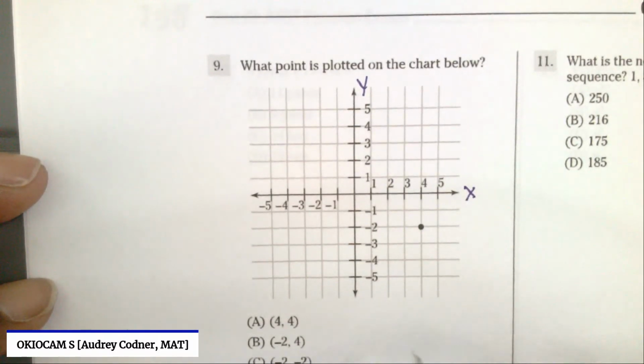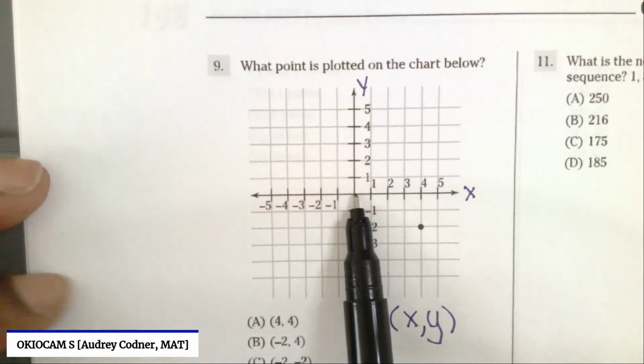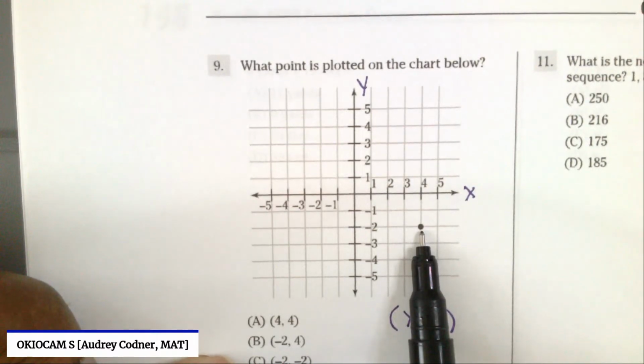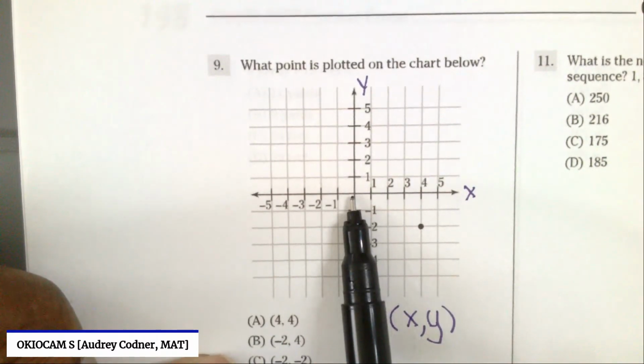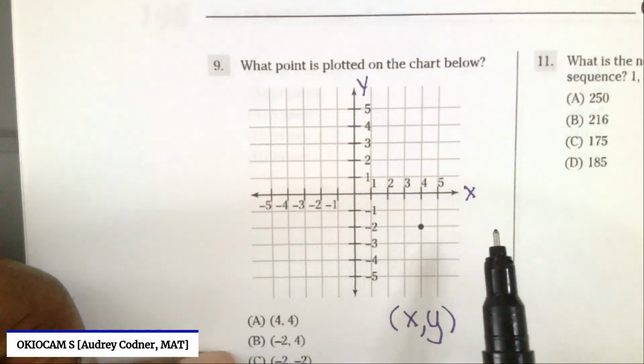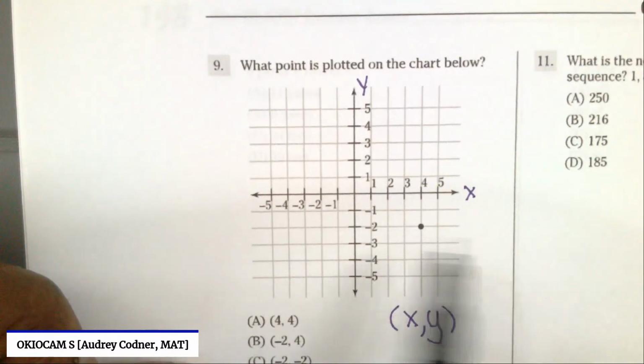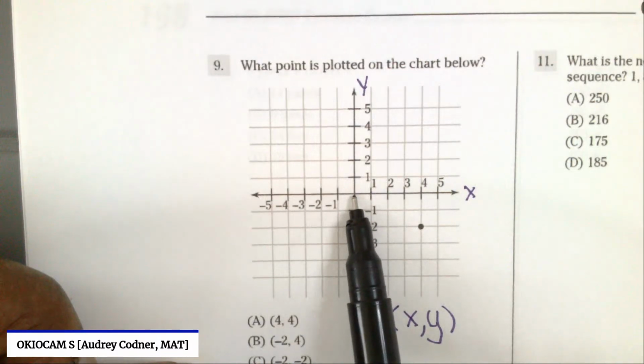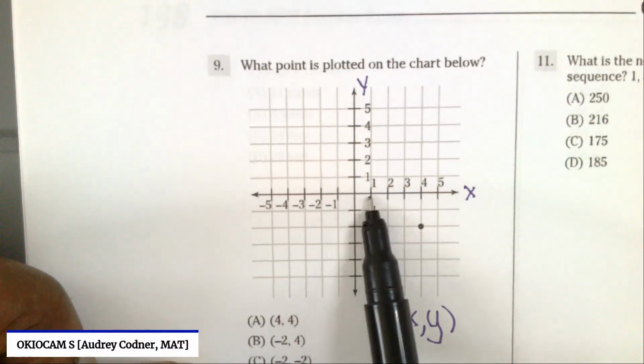And the way that you plot a point, it's just like the alphabet. It's your x, then your y. So starting here at the origin, where do I have to go to get to my friend's house? All right, I can't go through people's homes.